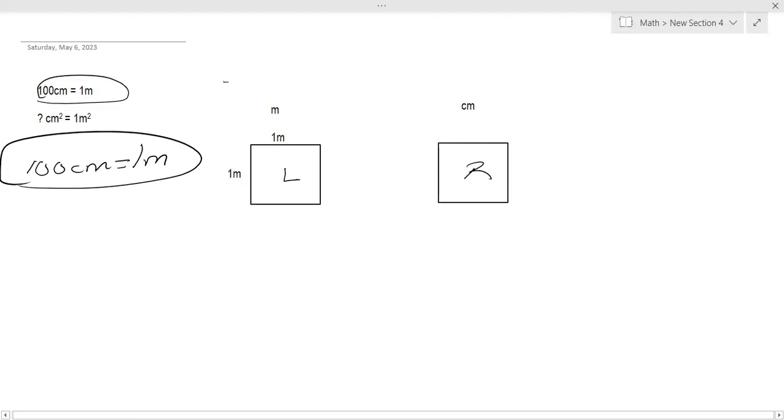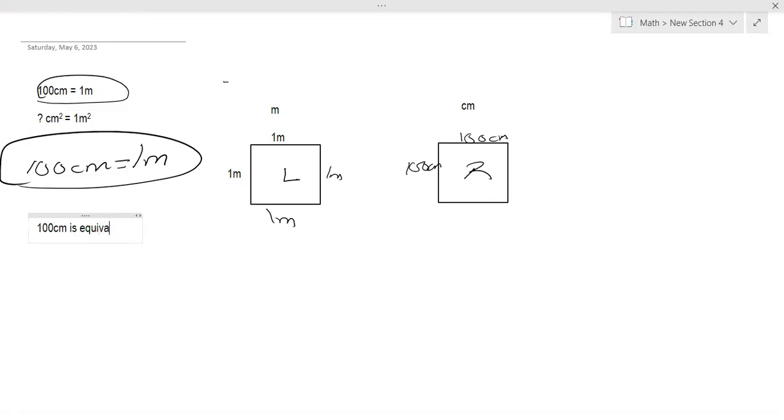Now, if the length of this square is 1 meter by 1 meter, so everywhere is 1 meter. If you express this in centimeters, it's going to be 100 centimeters, 100 centimeters. So everything is going to be 100 centimeters because 1 meter and 100 centimeters are equivalent, right? So let's write that. 100 centimeters is equal or equivalent to 1 meter.